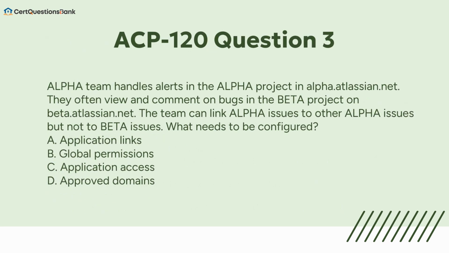Alpha Team handles alerts in the Alpha project in alpha.atlassian.net. They often view and comment on bugs in the Beta project on beta.atlassian.net. The team can link Alpha issues to other Alpha issues but not to Beta issues. What needs to be configured? A. Application links. B. Global permissions. C. Application access. D. Approved domains.